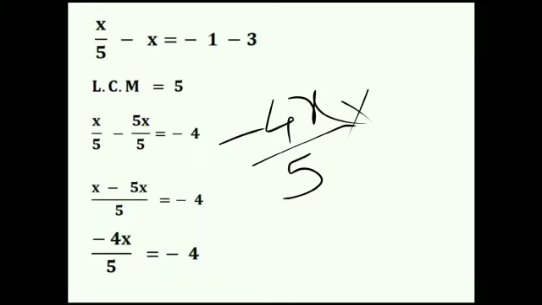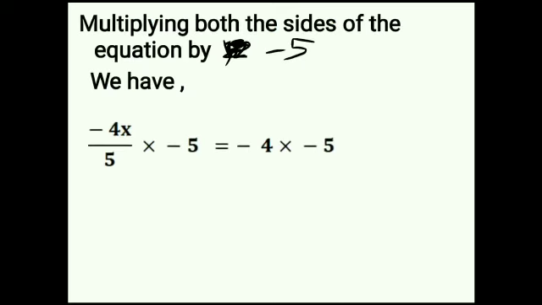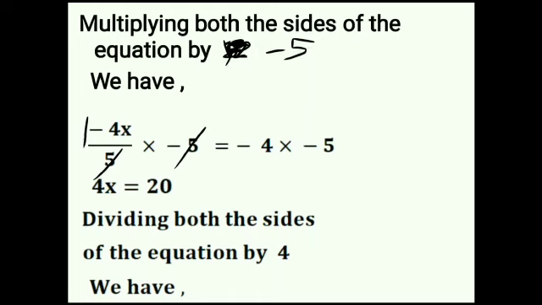Okay, so we have to multiply by 5, but here this number is negative. So that's why we have to multiply both sides by minus 5. So let's multiply here. Minus 4x divided by 5 into minus 5, which is equal to minus 4 into minus 5. So see here, this 5 cancels, minus minus cancels, so the left hand side is 4x. Minus 4 into minus 5 answer is 20. So 4x is equal to 20.